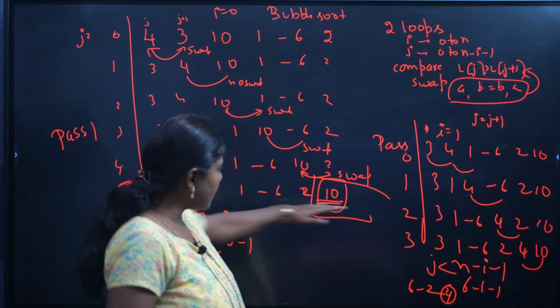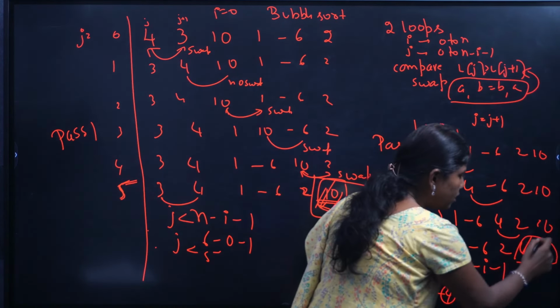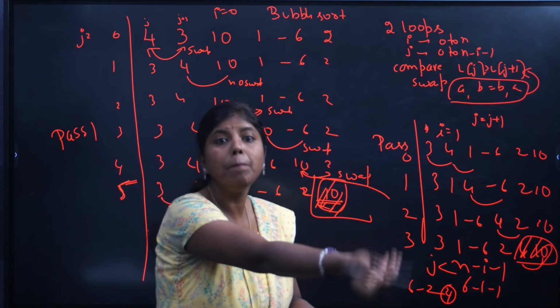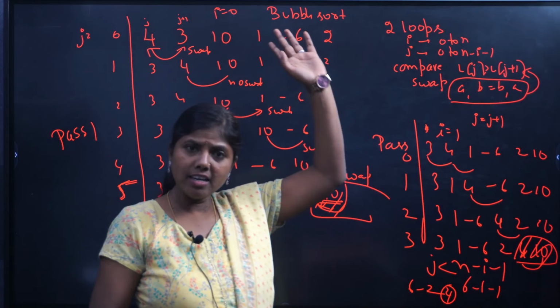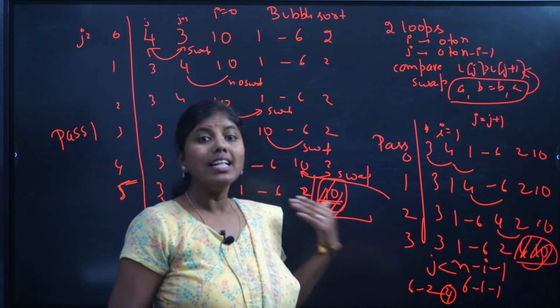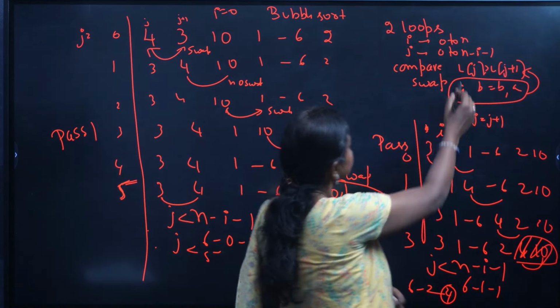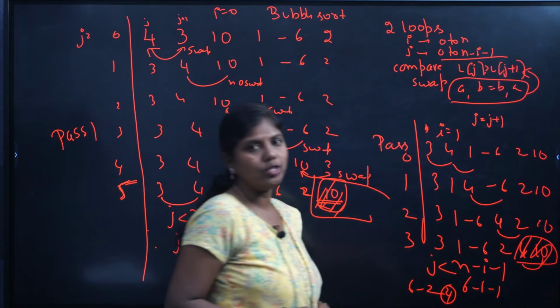So here, 10 is already sorted. Here 4 and 10 are already sorted. I need not have to repeat till n. The elements are sorted from that end. From the reverse order, it is getting sorted. That's why the value of J will be what? J will be n minus I minus 1.